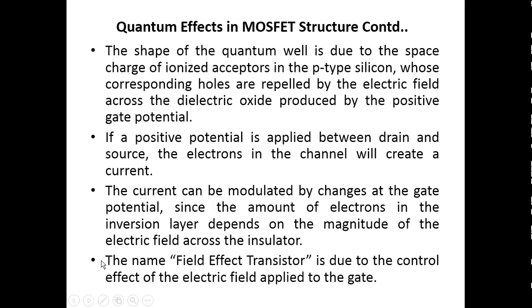The name field effect transistor comes from the control effect of the electric field at the gate source voltage applied to the gate. That is why this particular transistor is called a field effect transistor, because the control of charge carriers in the inversion layer is essentially controlled by the electric field produced by the applied gate source voltage.